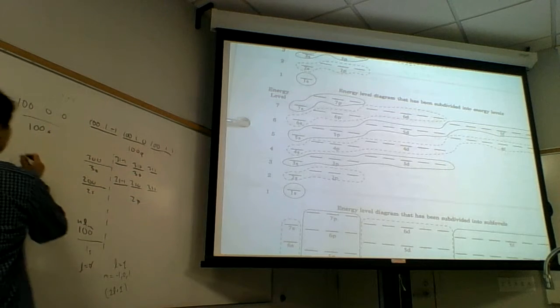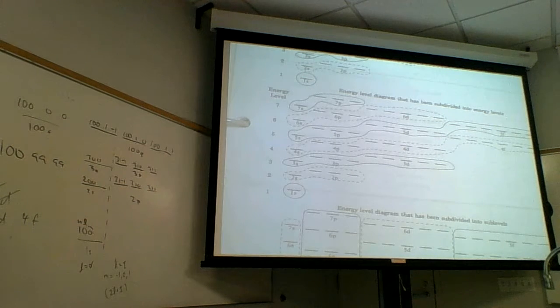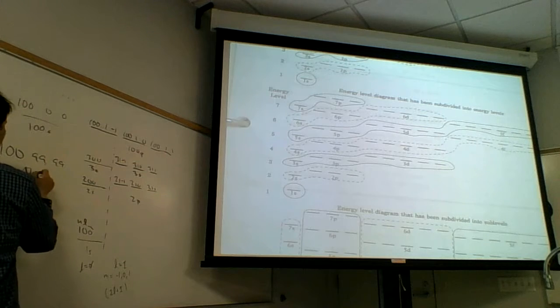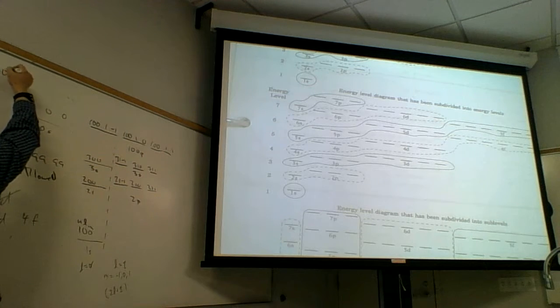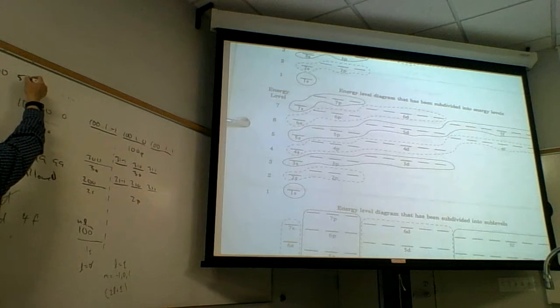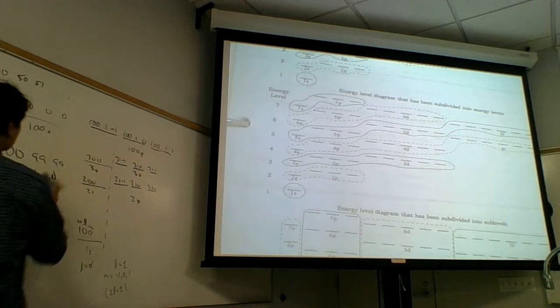Is 199, 99 allowed or forbidden? That's allowed. Wow. Is the 100, 50, 51 allowed or forbidden? Forbidden. That's forbidden, based on these mathematical patterns.